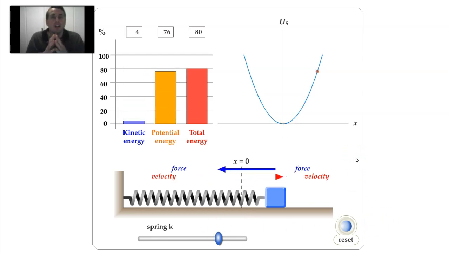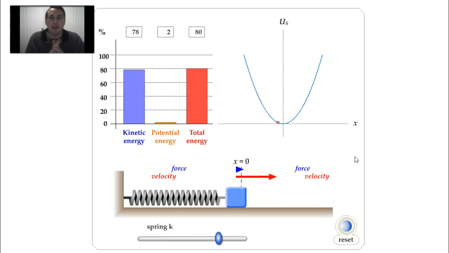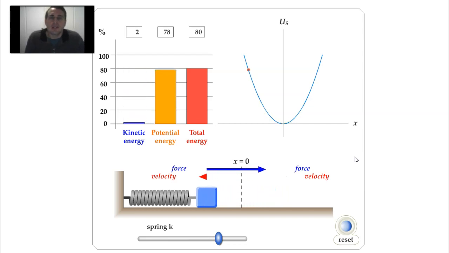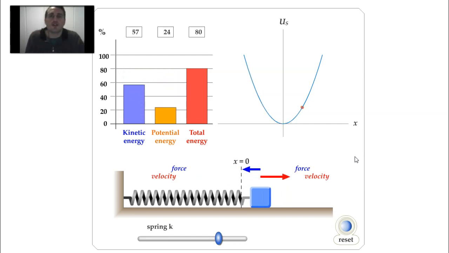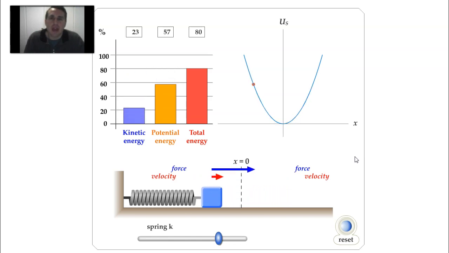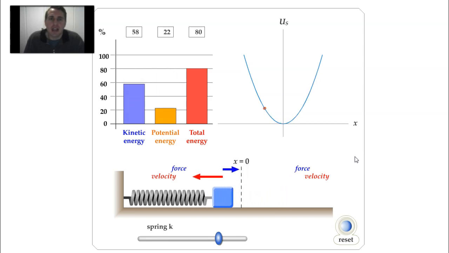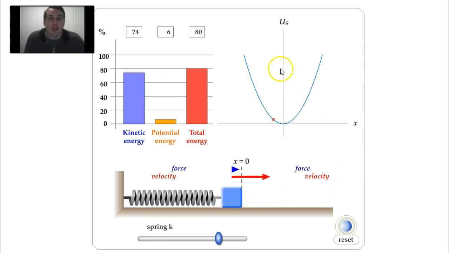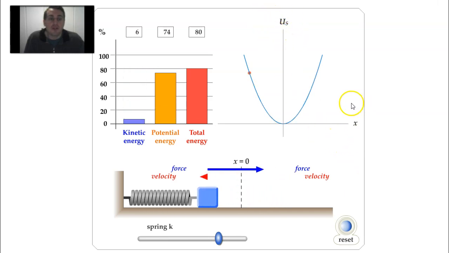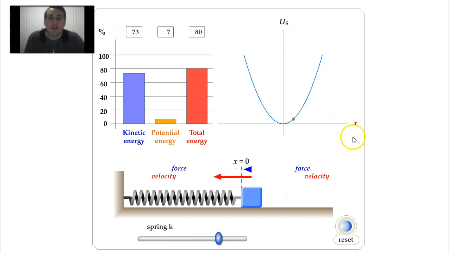Remember, this is conservation of mechanical energy in a system in the absence of dissipating forces. This concludes the conceptual intuition tutorial about energy and conservation of energy, mechanical energy, potential energy, and kinetic energy, and also energy graphs, that is potential energy versus position and their derivatives to get forces.